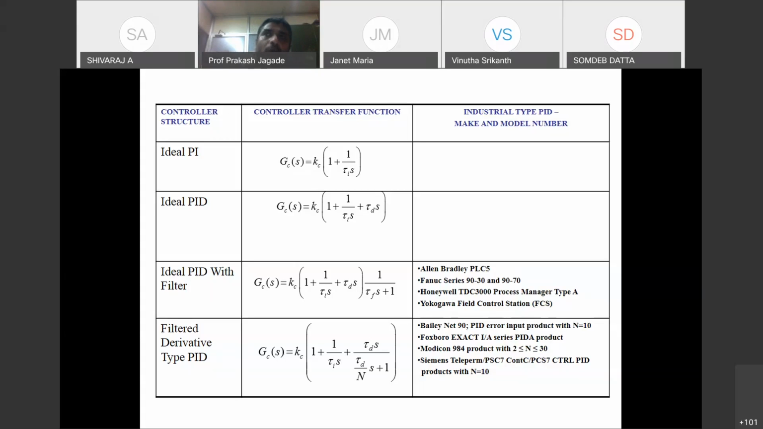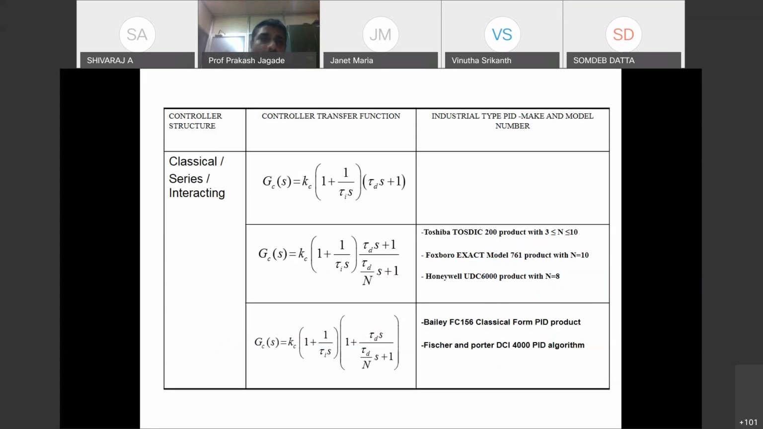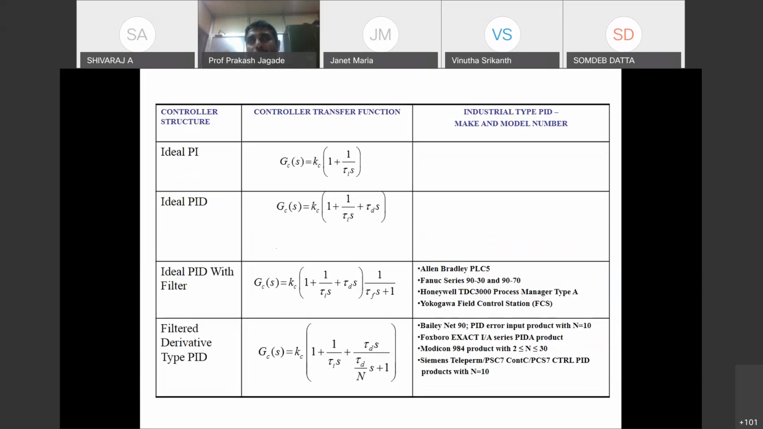Based on that, the controller takes corrective action and tries to maintain the process variable at the desired set point. In the control literature, this is called the ideal form of PID controller or the parallel form of PID controller. And in the next slide, I'm going to explain in detail another form, called the classical form or series form or interacting type of PID controller structure, whereas the earlier one we call the parallel form or non-interacting form.